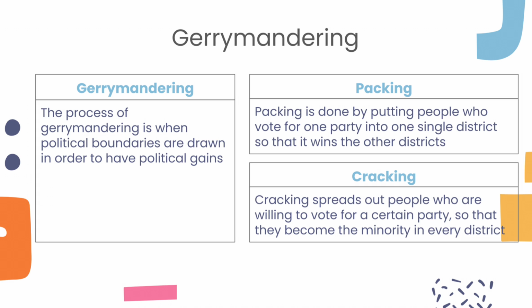Sometimes these voting districts can be manipulated for political advantages. The process of gerrymandering is when political boundaries are drawn in order to have political gains. The two common types of gerrymandering strategies are packing and cracking. Packing is done by putting people who vote for one party into one single district so that the party wins the other districts. On the other hand, cracking spreads out people who are willing to vote for a certain party so that they become the minority in every district.